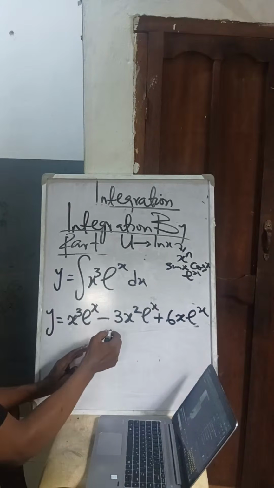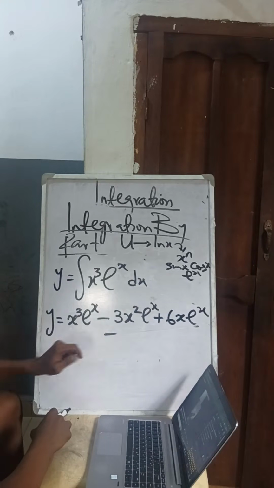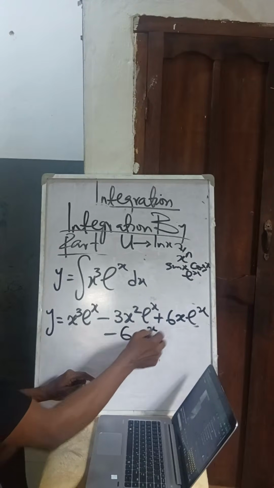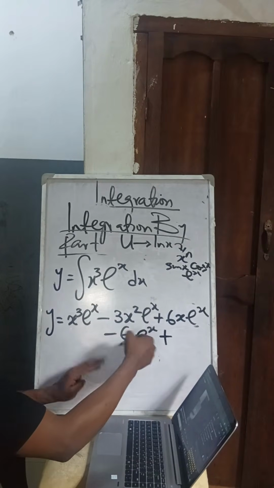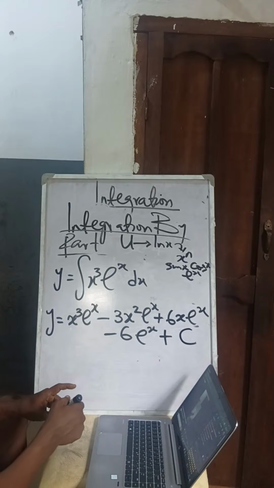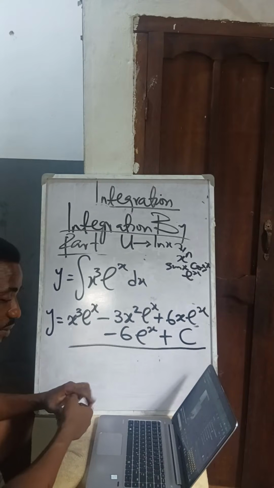e to the x plus, minus differentiate 6x. What will you get? You have 6 e to the x. Differentiate 6. What will you get? You'll have 0, it is gone. So you put C. So that is the answer. As simple as ABC.